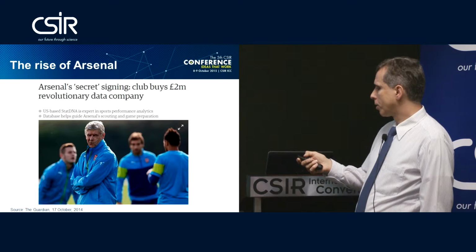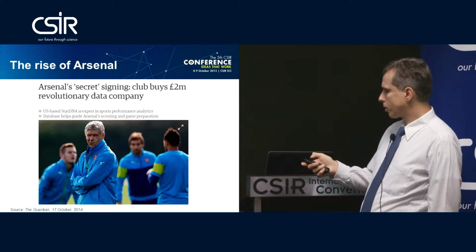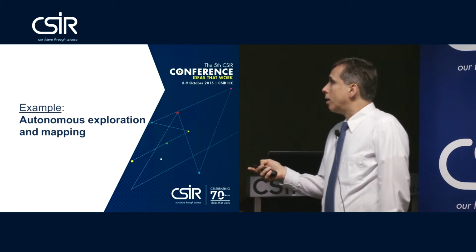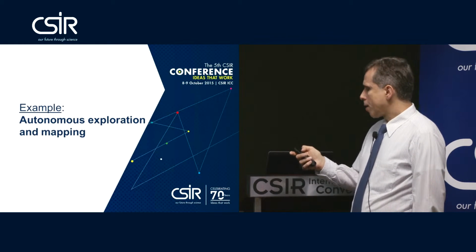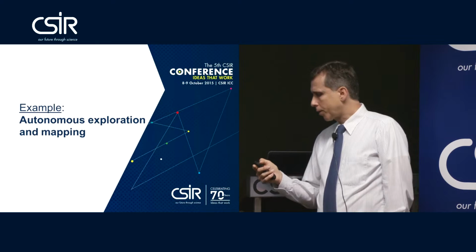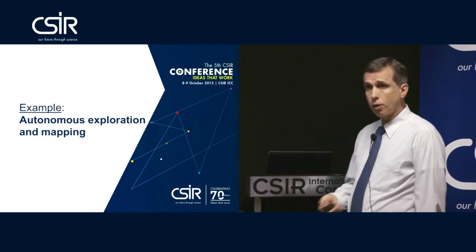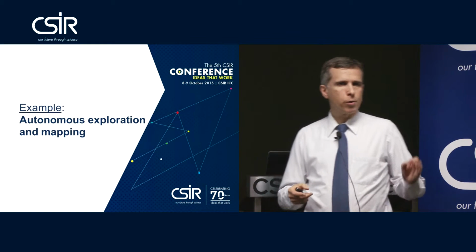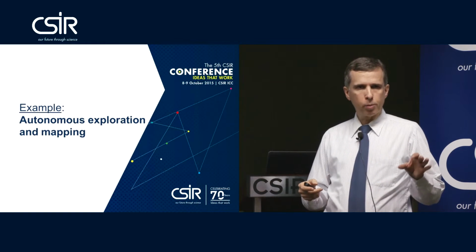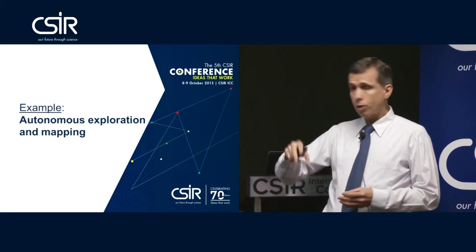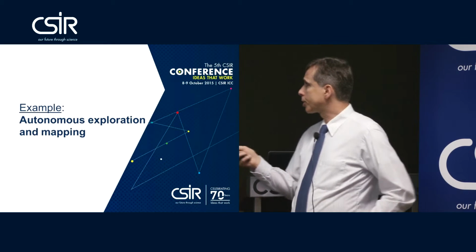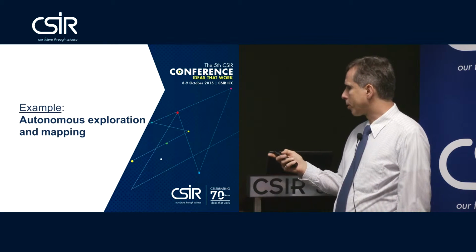So that's an example of a computer vision algorithm, simultaneous localization and mapping. Now I'd like to give an example here of some of the work being done at the CSIR in autonomous exploration and mapping. I should also say that the CSIR is also active in manipulation and mobile manipulation, so the robotic arms and the picking and moving of objects. But here we're just going to look at autonomous exploration and mapping.